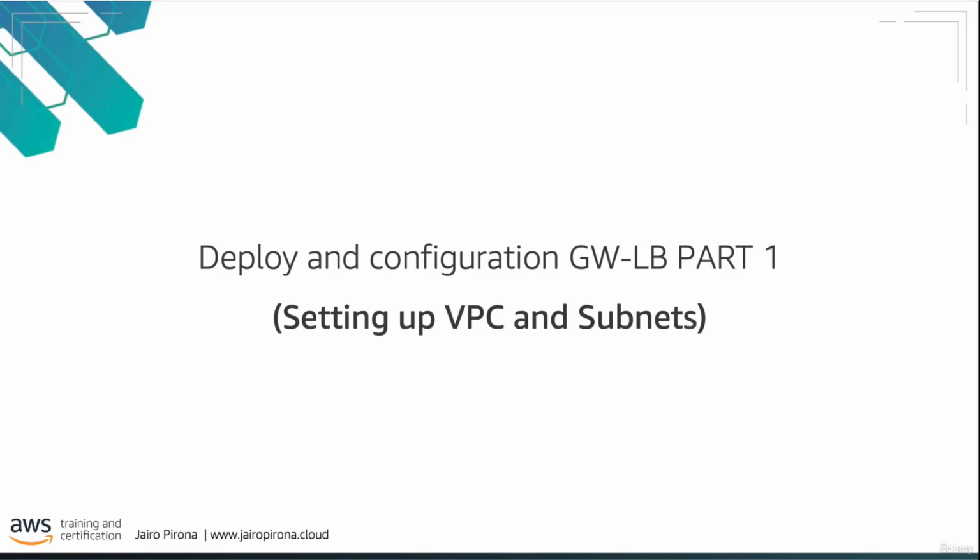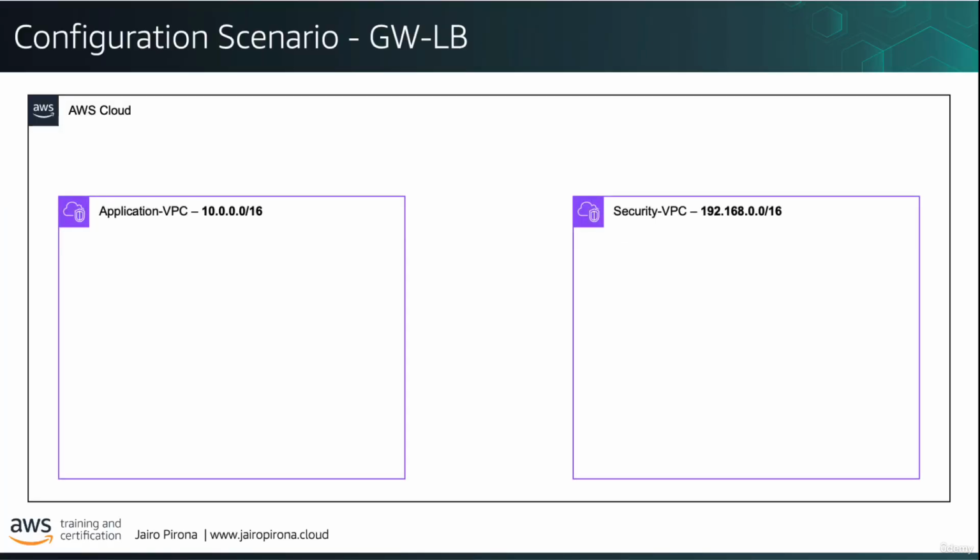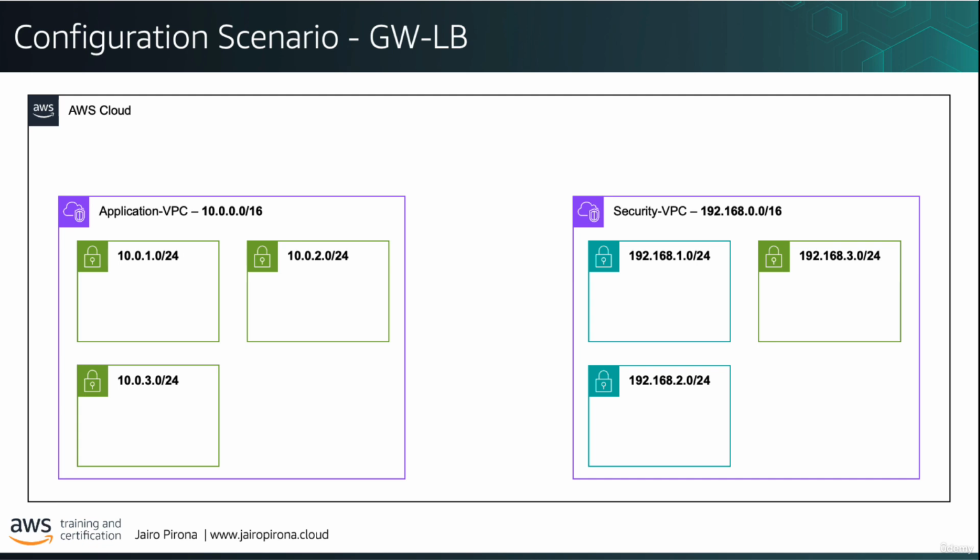Well, let's start with the configuration scenario. Let's build this in parts. We will start in this class by just creating the VPCs. Then, we will create the subnets within each of these VPCs, and then we will create the internet gateways and attach them to the VPCs. In the following classes, we will continue with the other elements. That said, let's get started.